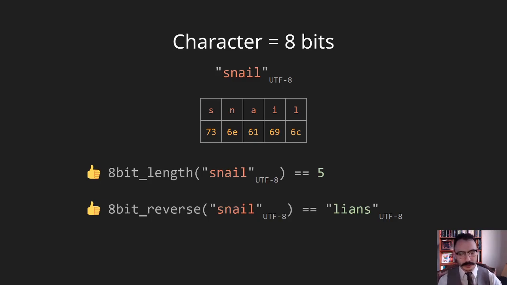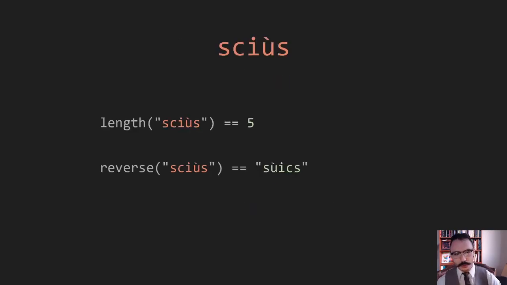Well, let's try something a little bit more interesting. I mean, this is the Internationalization Unicode conference, so let's try to get a little bit more international than just an English language word. Let's take the word shoes. Shoes is the Venetian word for snail. So, any Venetian will tell you that shoes is 5 characters long. S-C-I-U with a grave accent, S. And the reverse of it would be S-U with a grave accent, I-C-S.